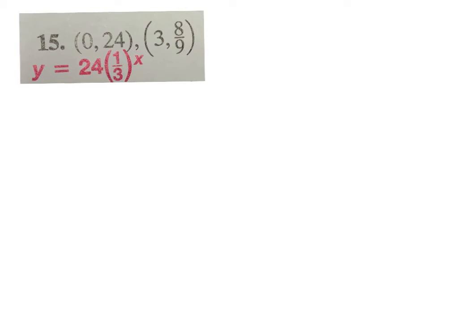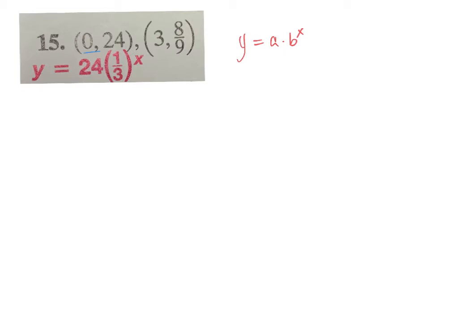All right, so our exponential function is always in the same format. What is that format? Y equals a times b to the x. So it's always going to be y equals a times b to the x. So we're just going to fill in our x and y's.